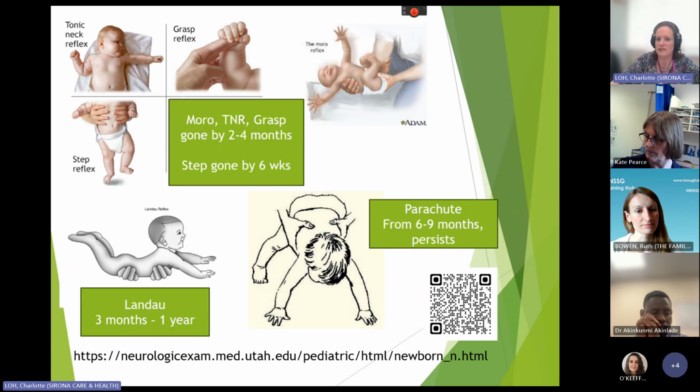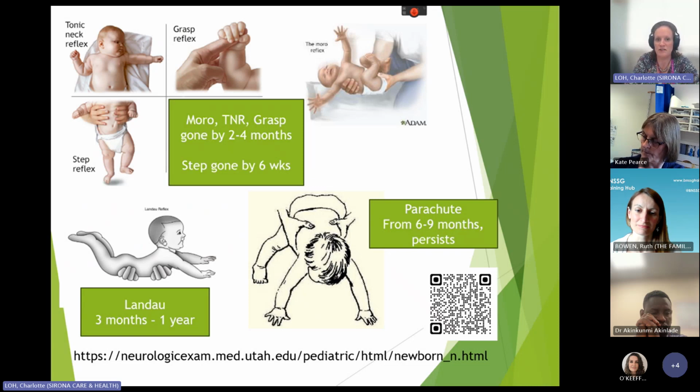The Landau reflex is holding the child in horizontal suspension with their head and legs and spine extended. If you flex the head, then the hips, knees and elbows also flex, and that's normally appearing about 3 months of age and disappears about 12 to 24 months of age. And it's absent if you've got low tone or very high tone. The parachute reflex, putting your hands out to save yourself, starts about 6 to 9 months and persists through life.